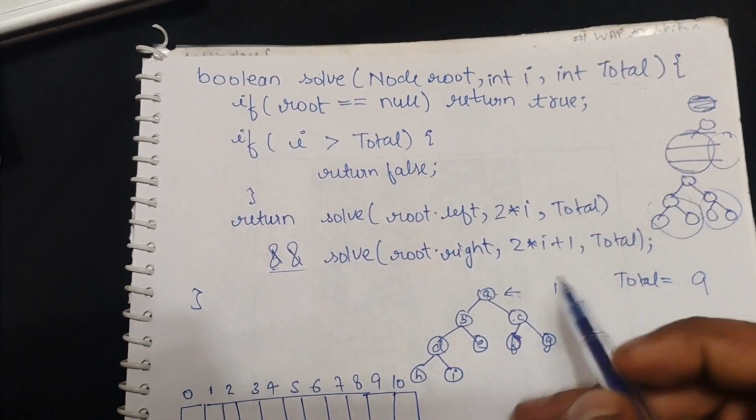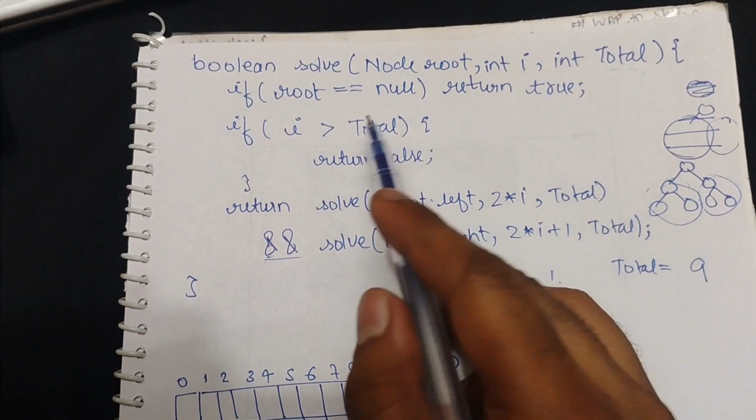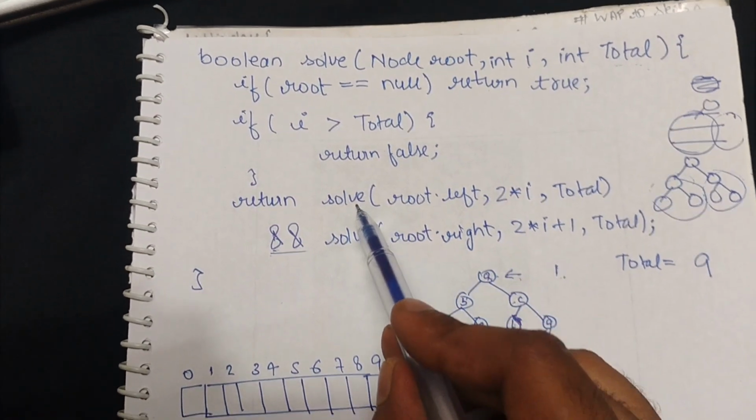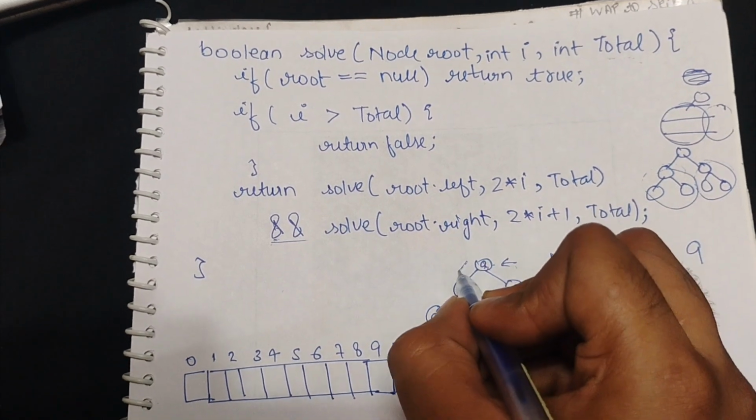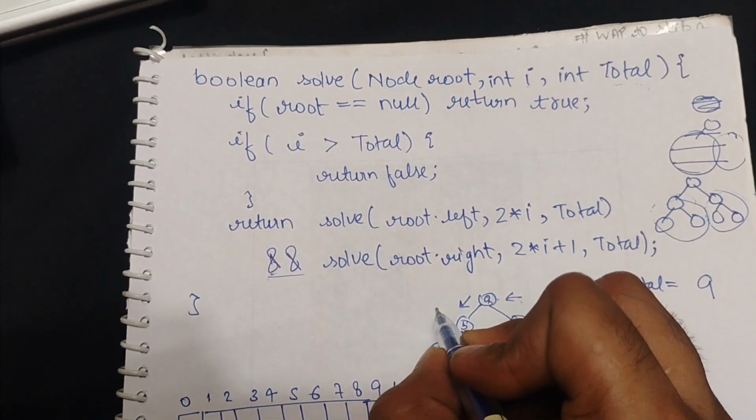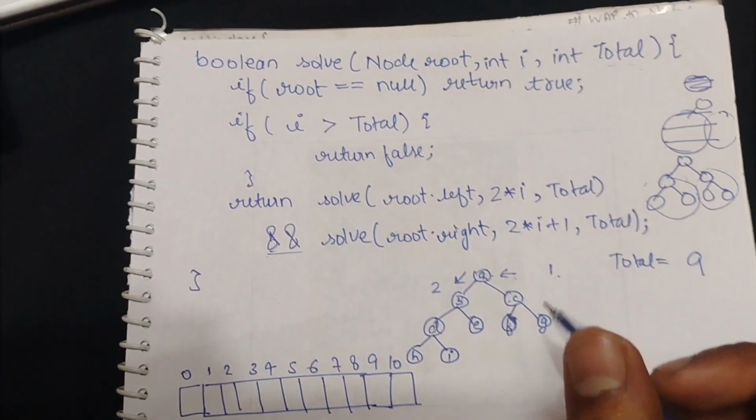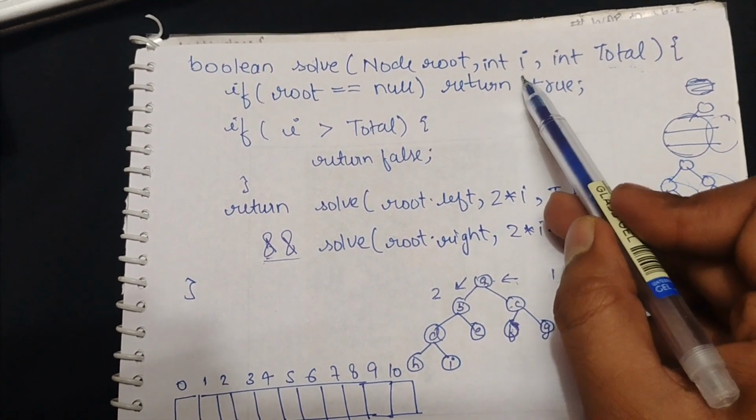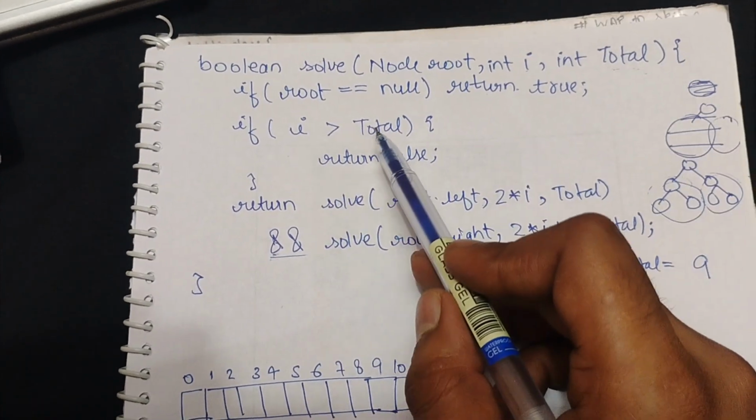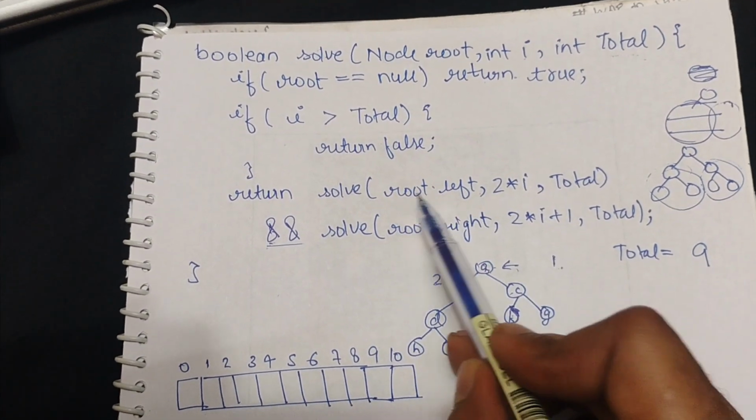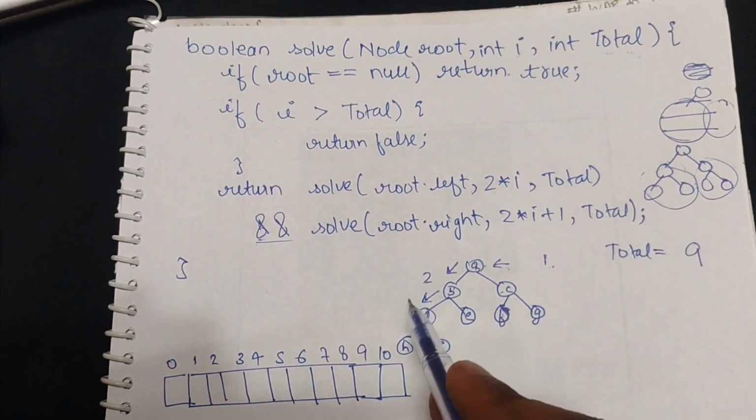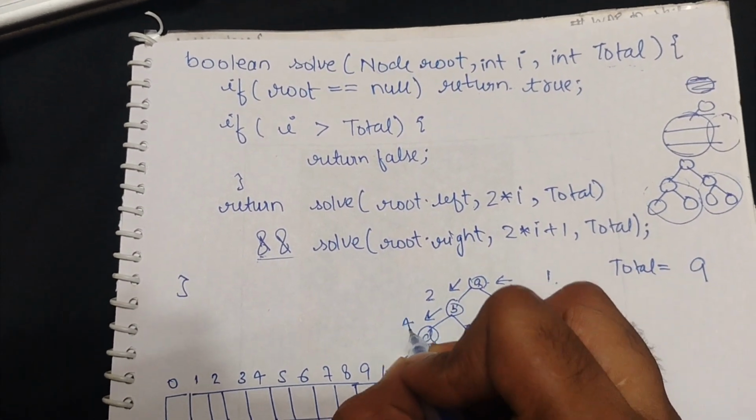Now I at A is 1. If 1 is greater than 9, no, come over here. Now it will call solve towards left. It will come towards left with 2 into I, that is 2. I here is 2. Now for B it will check, is B null? No. If 2 is greater than 9, no. Call left. Okay, it comes over here, 2 into I, that is 4.